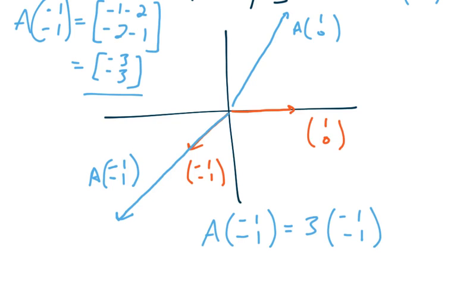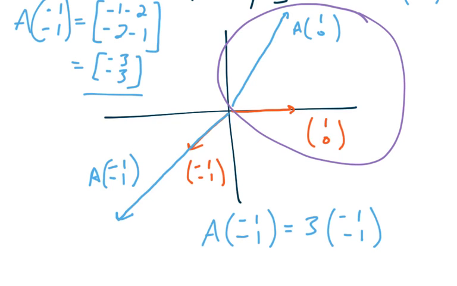All right, but notice up here, that was not the case. Right? We can't just say that the vector 1, 0 was simply rescaled by A, because that's not true. Its direction was changed, right?